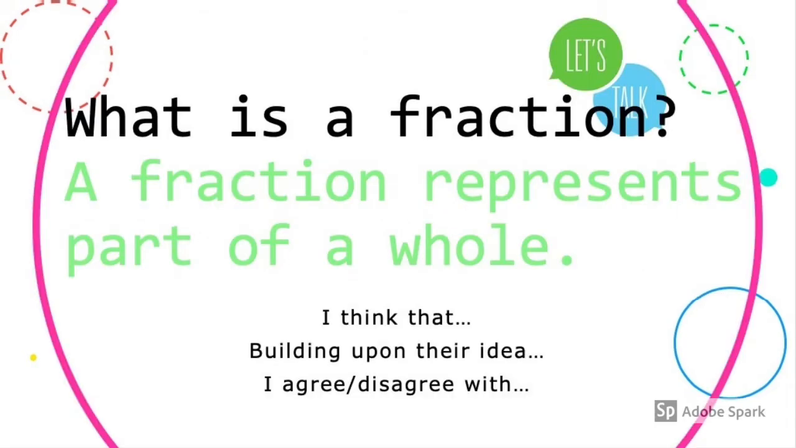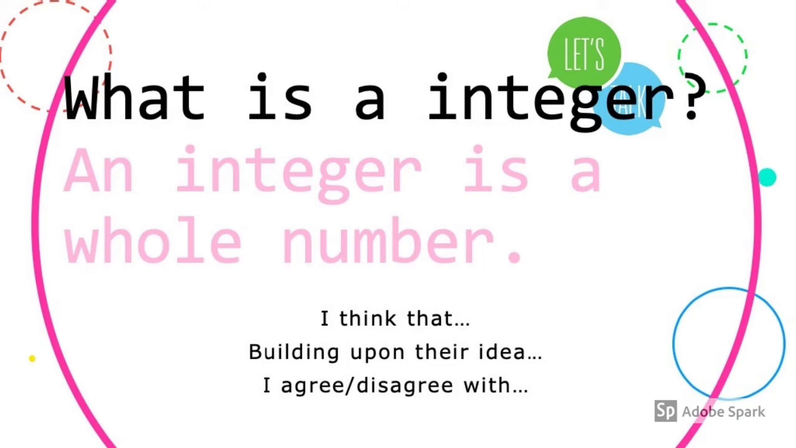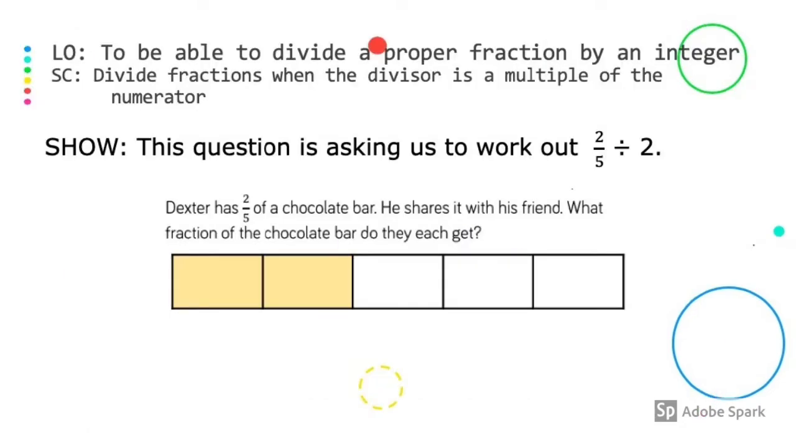This question that I've asked you a million times: what is a fraction? A fraction represents part of a whole. But what about an integer? An integer is a whole number. And the reason we need to know what both are is because today we are dividing fractions by integers. So we're going to begin with dividing fractions when the divisor is a multiple of the numerator.